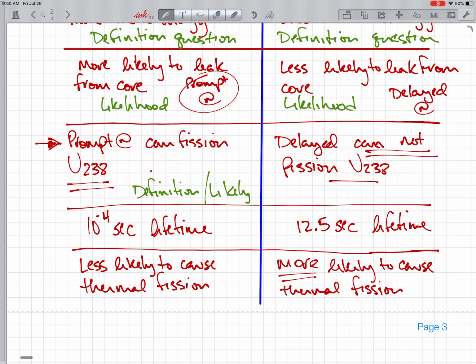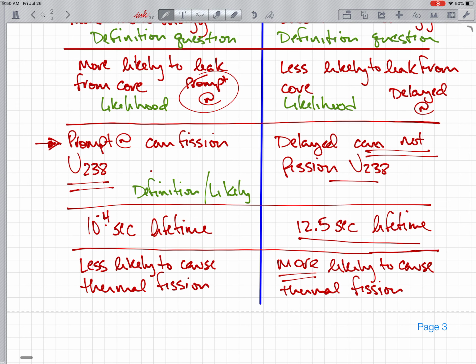The total lifetime of a prompt neutron from birth to causing a fission itself, the slowing down time and everything, will be around 10 to the minus 4 seconds. So it's born within 10 to the minus 14 seconds, and then it slows down and gets captured at about 10 to the minus 4 seconds from birth. While it takes the delayed neutron about 12.5 seconds to be born, slow down, and then be captured as a fission. All right.